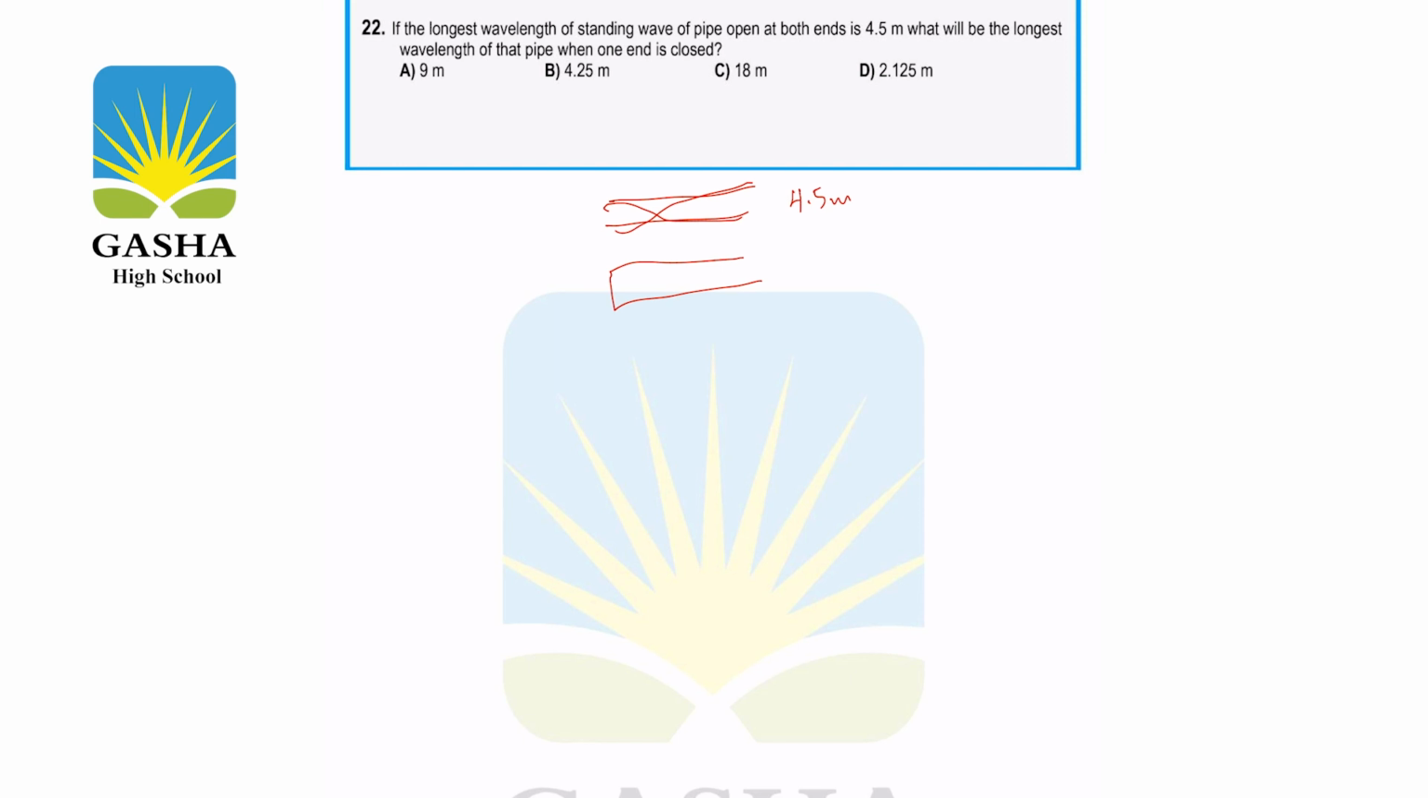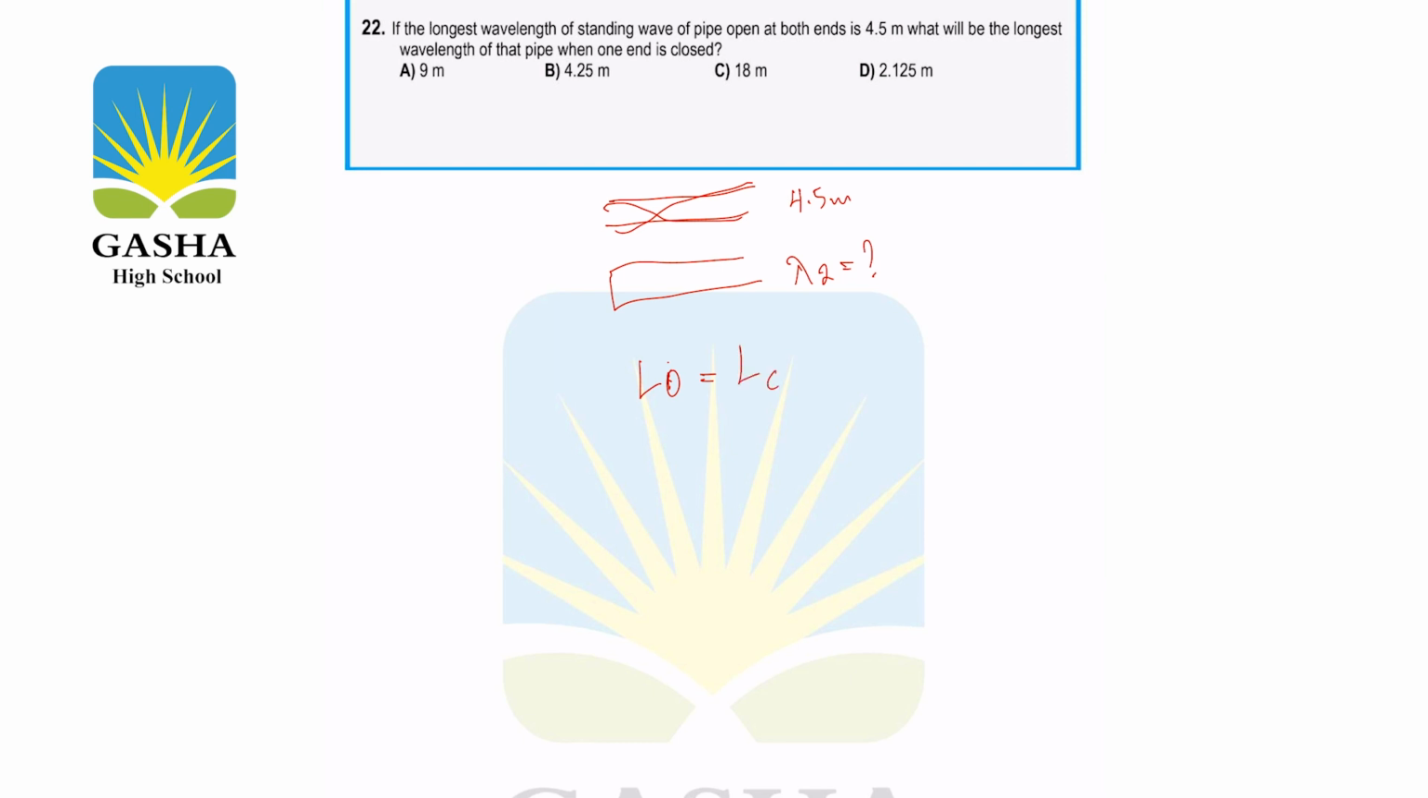So we have to find the longest lambda in the next one. We can easily find the solution for this one, and we can calculate it using a calculator. We already know that the length of the pipe that's closed at one end and the length of the pipe that's open at both ends are equal.